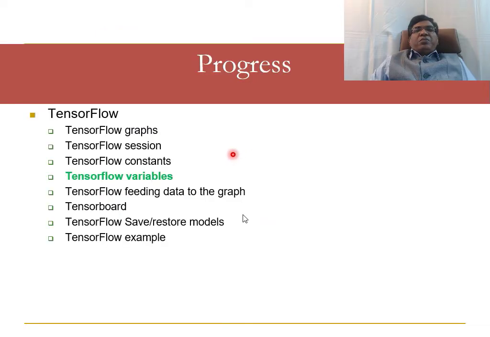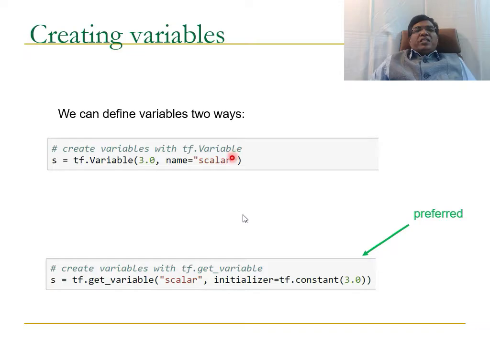Next we will see variables. Creating variables. A variable can be created using the tf.Variable function, similar to a constant, and can be a scalar, a 1D array, or a 2D matrix. The preferred way of defining a variable is using tf.get_variable. This is the preferred way of defining a variable. And an initializer is also required.